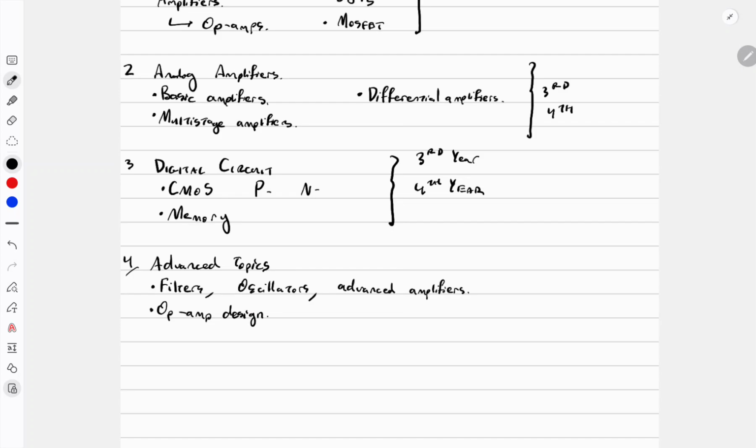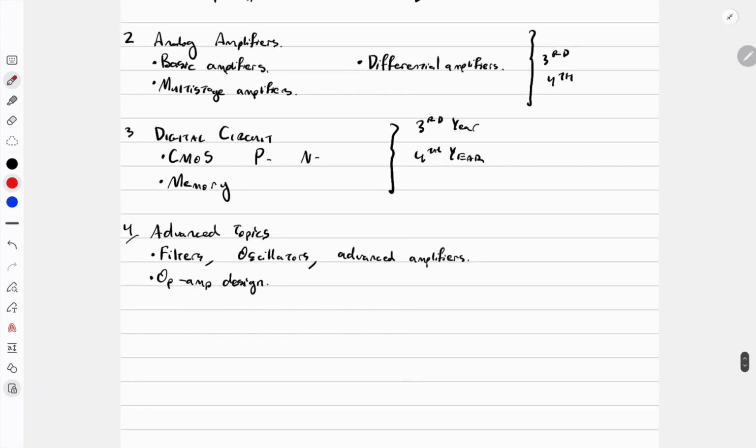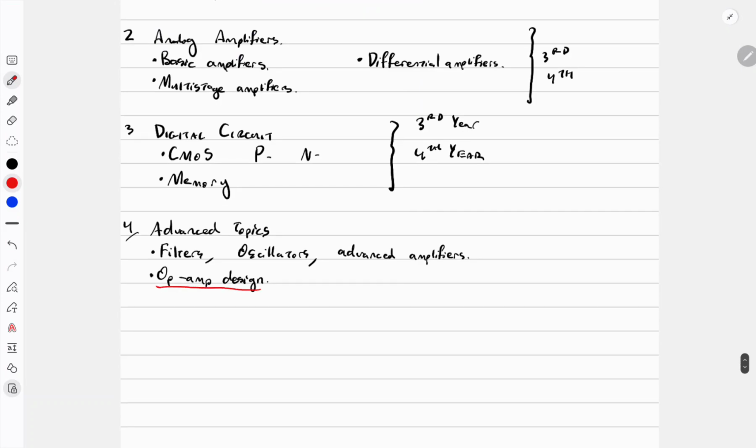So we begin learning about microelectronics. The first device that we learn about is the op-amp, but we only learn how to use it. Then in the advanced course, we actually learn how to design the op-amp using the BJTs and the MOSFETs. Filters and oscillators are probably third year, but op-amp design is maybe fourth year, or maybe a grad level course.